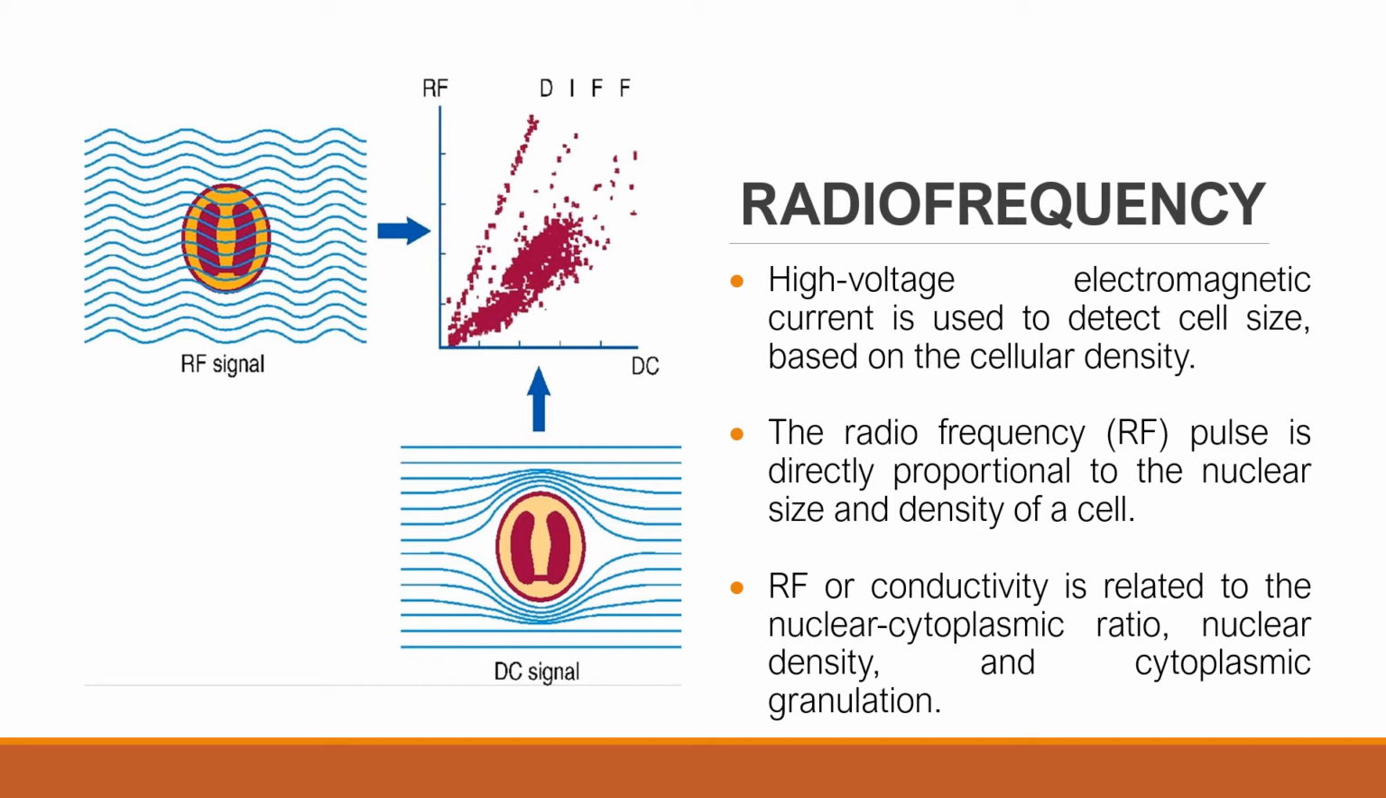On the left side of the screen, you can see two different types of signals. You have the radio frequency signal and the direct current signal. The DC signal detects the cell size and volume change of the cell, while the radio frequency signal is more on the measurement of cell nuclear volume and complexity. The two measurements can be plotted against each other to form a two-dimensional distribution scatter plot.